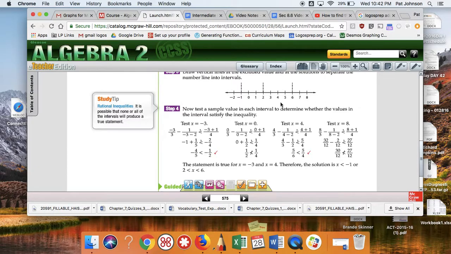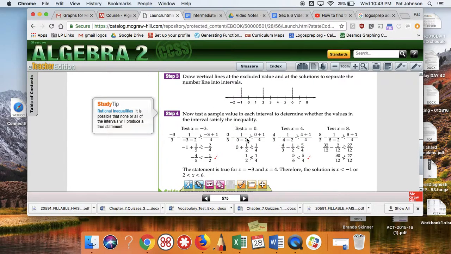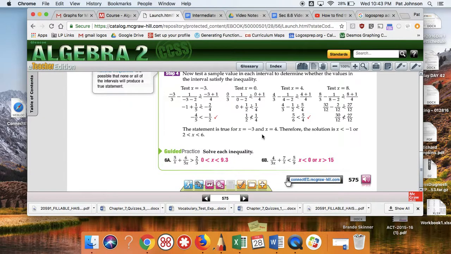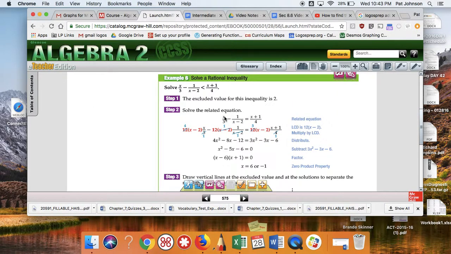So our only true statements are what? Less than -1 and between 2 and 6. So our solution is x is less than -1, or 2 is less than x less than 6. Okay, so that's what we do. We plot the points in the solutions, and then we test all the points in between the intervals. Okay, so we can change this inequality to what? Equal sign.